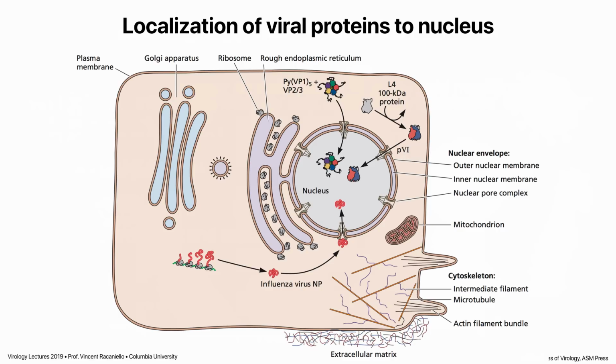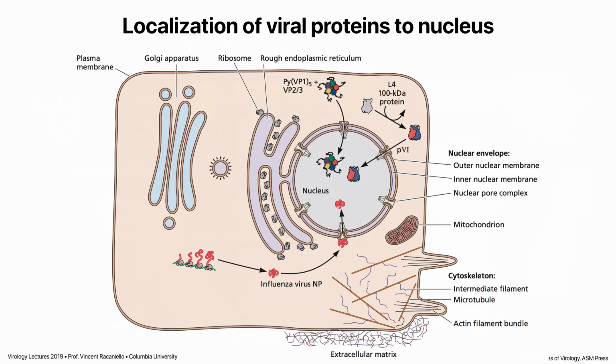The polyomaviruses like SV40, they are assembled in the nucleus. The DNA is replicated there, they're assembled in the nucleus. And so the capsid proteins are made in the cytosol. This is one of the capsid protein subunits. It's imported in the nucleus. Of course, it has an NLS. And same for adenovirus. Adenoviruses are assembled in the nucleus. And again, the capsid proteins have NLSs in them.